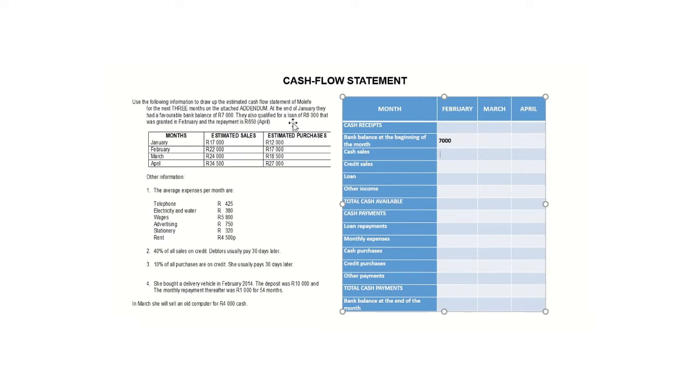Now, you are also told that they qualify for a loan of 8,000 rand that was granted in February. So in February, you are receiving a loan of 8,000, so you capture the 8,000. But because it's very basic information, you are told that there is a repayment. Remember, this top part of receipt doesn't capture the repayment. Repayments are captured under cash payment. So we go to the loan repayment, go to April and put the 650. Now we are done with the first key information that was given to us.